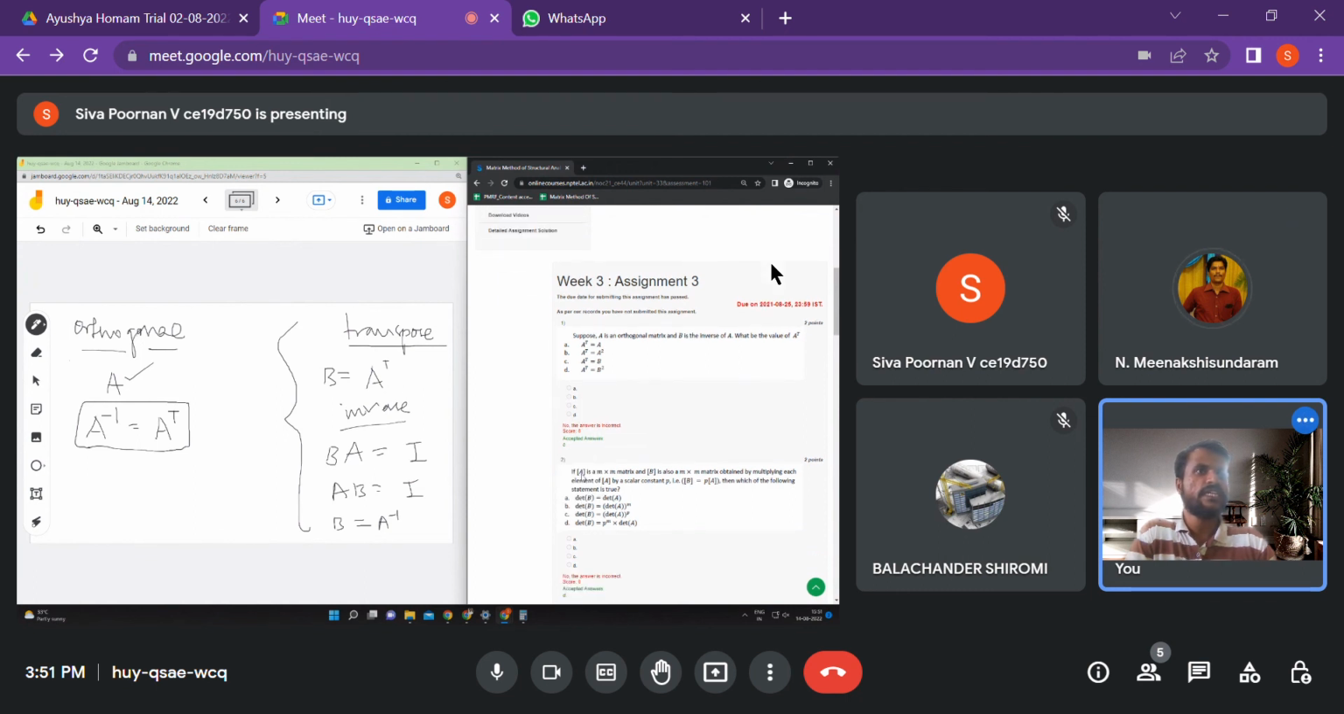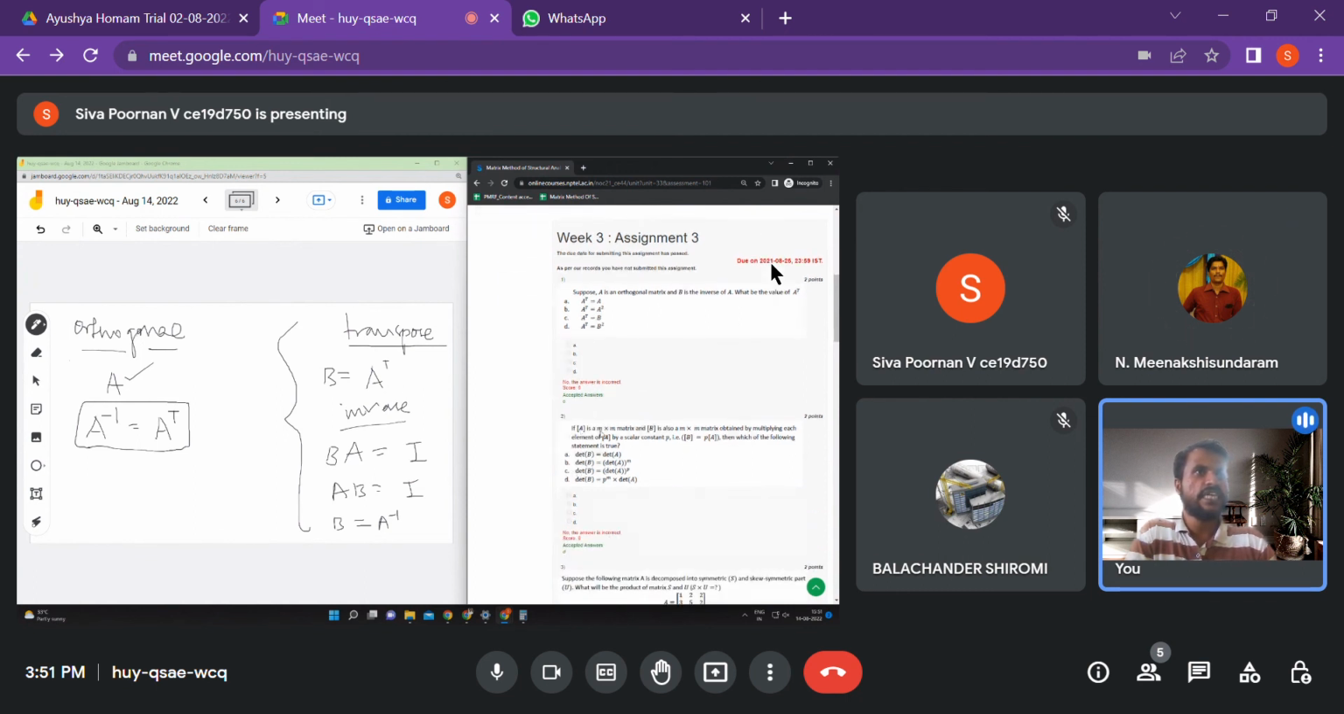Okay. Next question is, if A is an m by m matrix and B is also an m by m matrix obtained by multiplying each element of A by a scalar constant P, then which of the following statements is true?